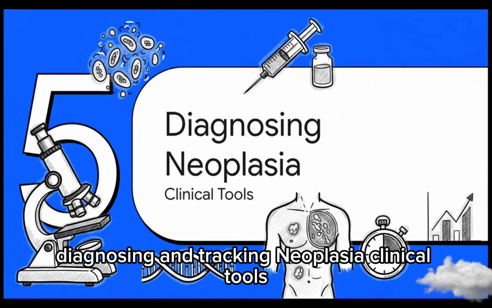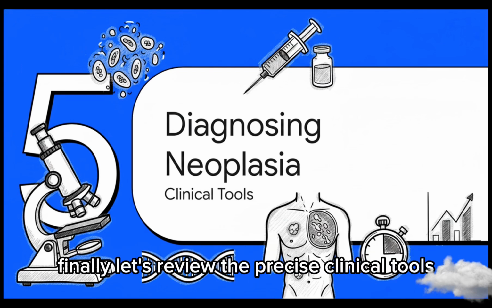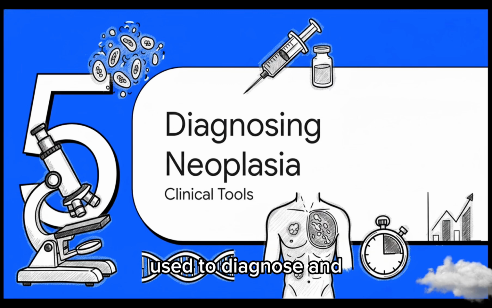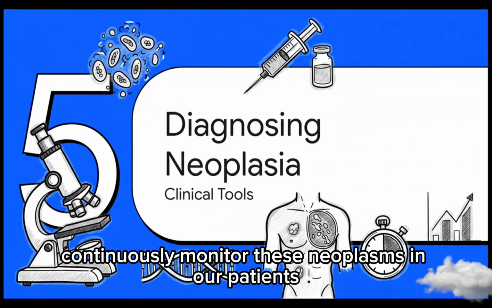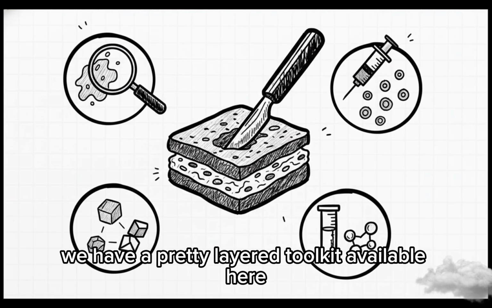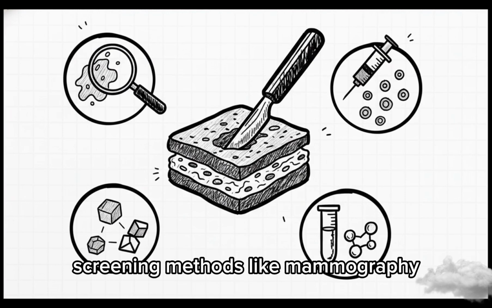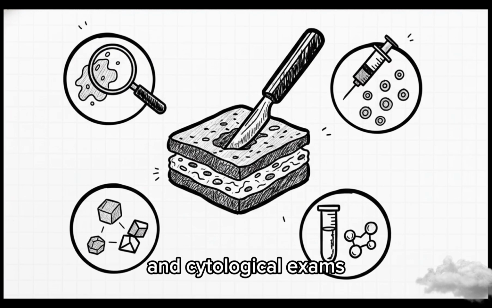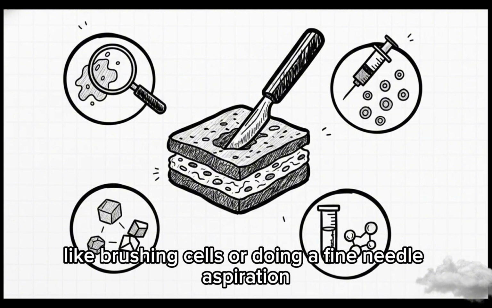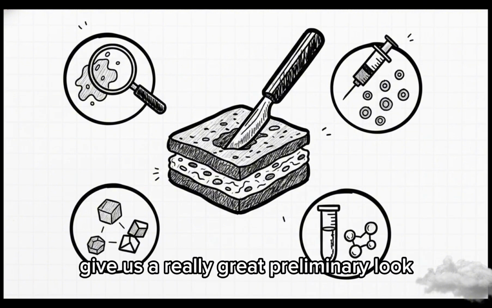Section 5. Diagnosing and tracking neoplasia, clinical tools. Finally, let's review the precise clinical tools used to diagnose and continuously monitor these neoplasms in our patients. We have a pretty layered toolkit available here. Screening methods like mammography catch abnormalities early, and cytological exams like brushing cells or doing a fine needle aspiration give us a really great preliminary look.